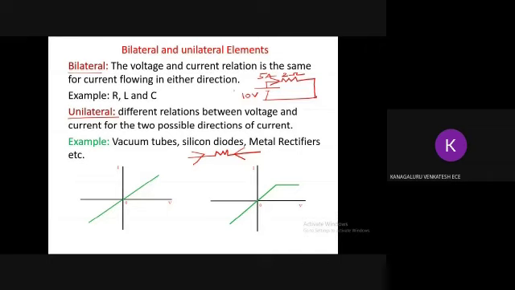That kind of elements are nothing but, you take anything, either R, L, C. The current direction, for example, you connect this 10 volt either this side or this side, you will get the same quantity of current. Okay, then that kind of elements are nothing but bilateral elements.